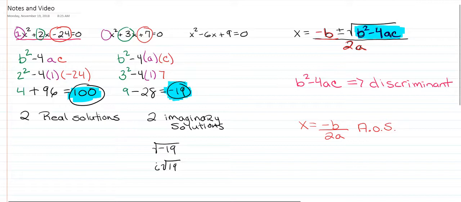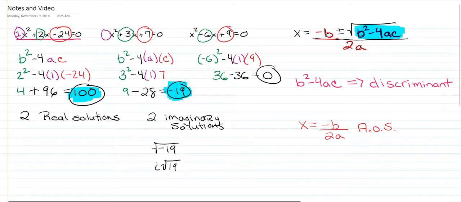Now there's one more scenario that I will go over. So we'll do it again. B squared. So negative 6 squared minus 4ac. And I'm going to get negative 6 squared is 36 minus 36 equals 0. What the heck? That's not really positive or negative. That's nothing. So let's think about what happens here.